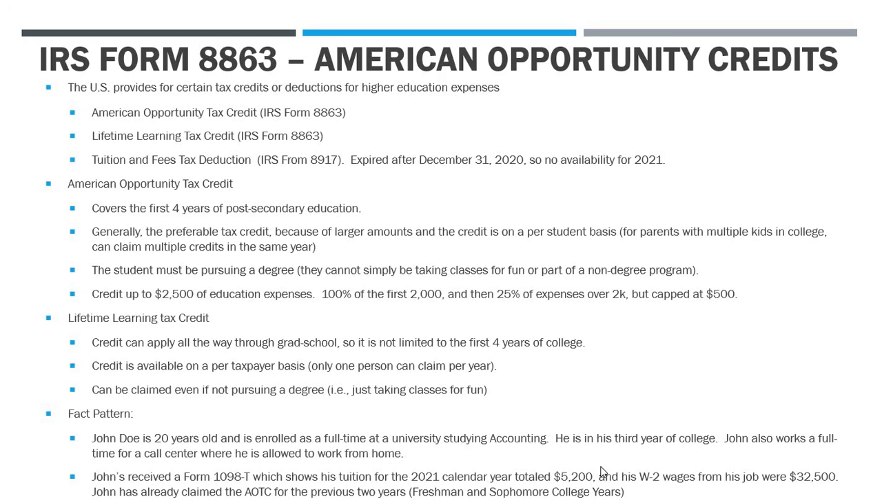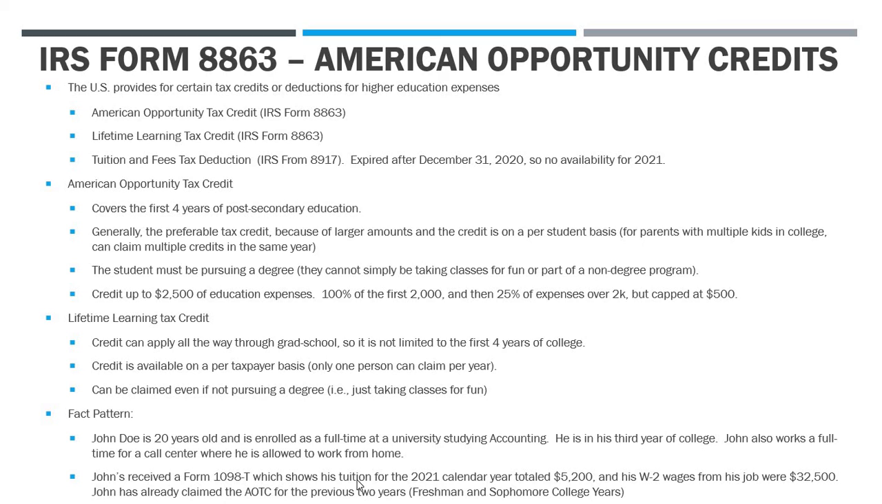So in this fact pattern, John is going to get the full $2,500. The idea here is if your total expenses were only, let's say, $2,200, $2,300, you'll get the first $2,000, but then you're only going to get 25% of that excess. So you might not get the full $2,500, but you'll at least get $2,000 plus 25% of that excess over the $2,000 floor.